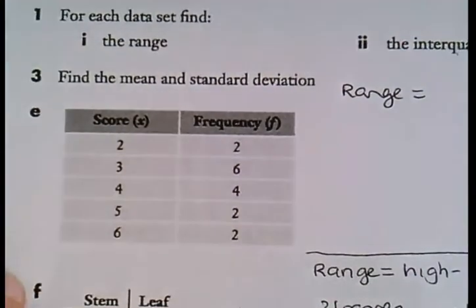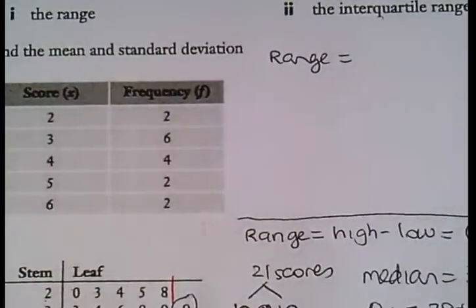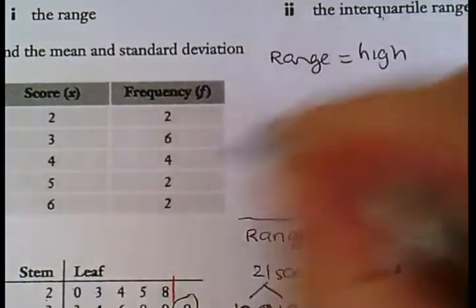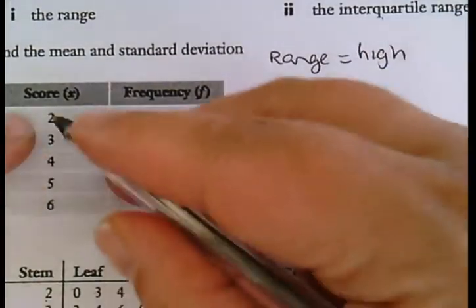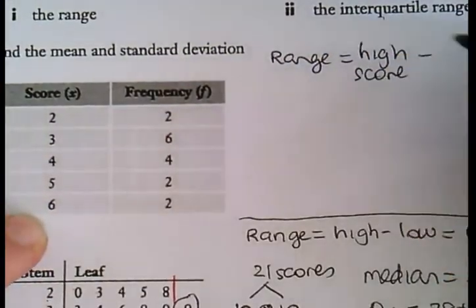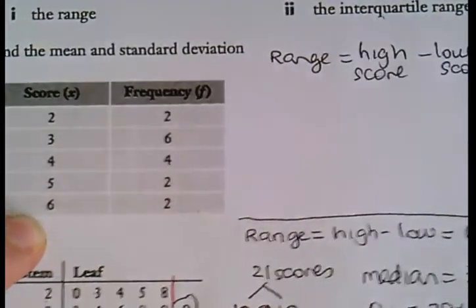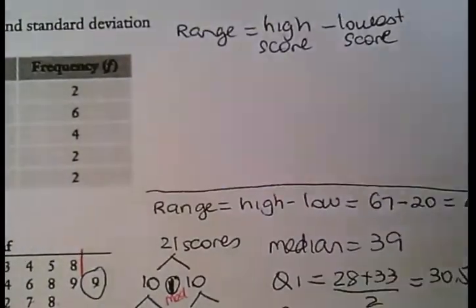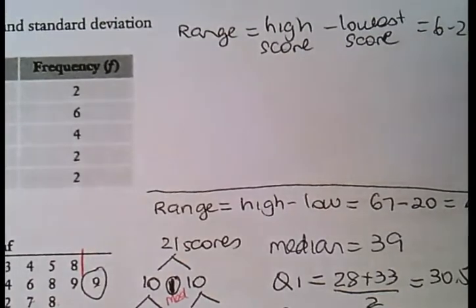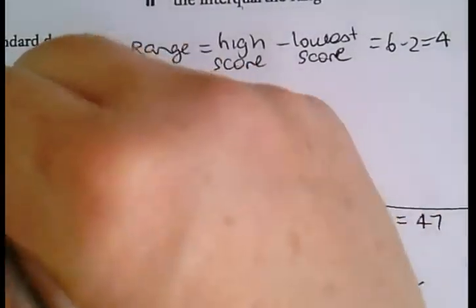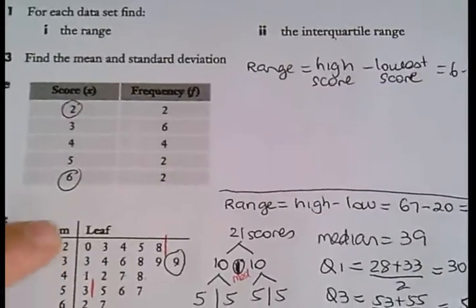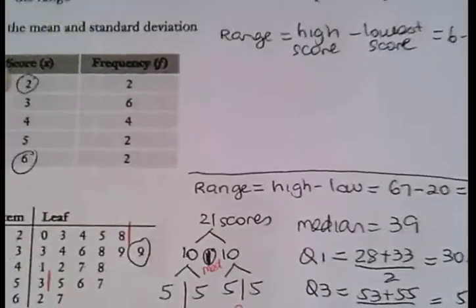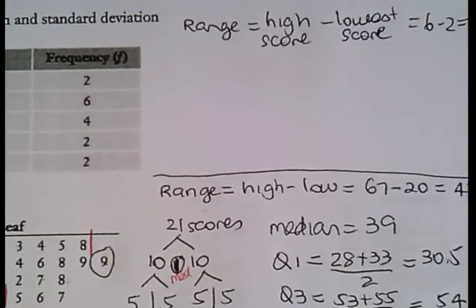Be careful, please. What's the definition of range? Highest score minus lowest score. Be careful. Don't do 6 minus 2. Actually, it is 6 minus 2. Highest score minus lowest score. Look in the score column. It's 6 minus 2, which is 4. Be careful. So I've circled the highest and the lowest scores. Score. Not frequencies, score.